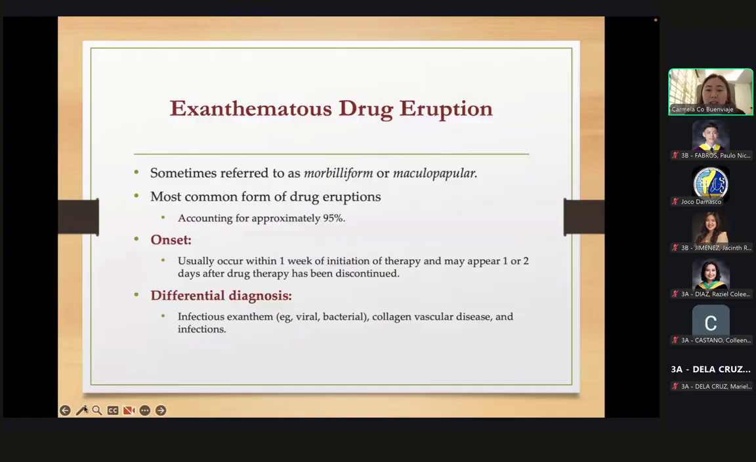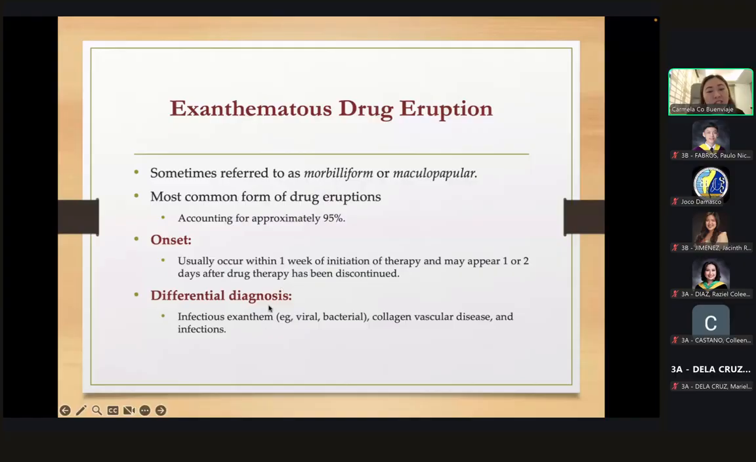The onset could already occur within 1 week of initiation of therapy, and may appear 1 to 2 days after the drug therapy has been discontinued. But still, even if it's written here 1 week of initiation of therapy, the medicine could have been taken as far back as 2 months ago.